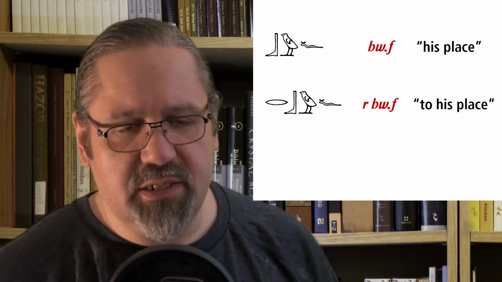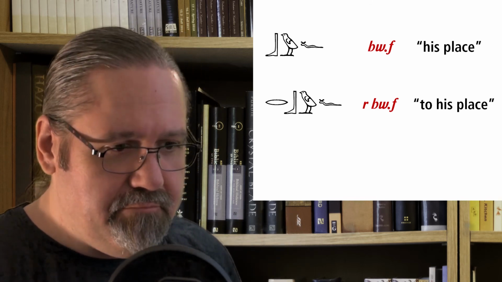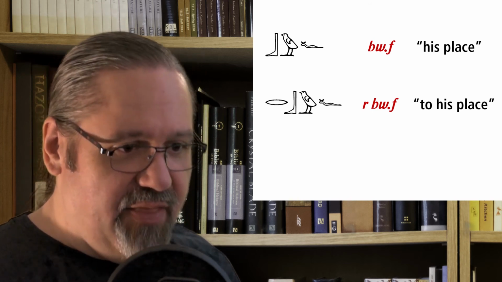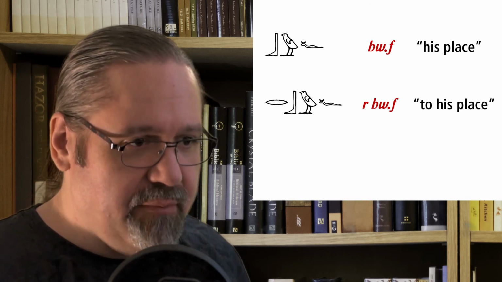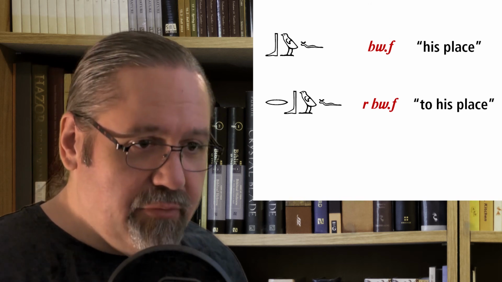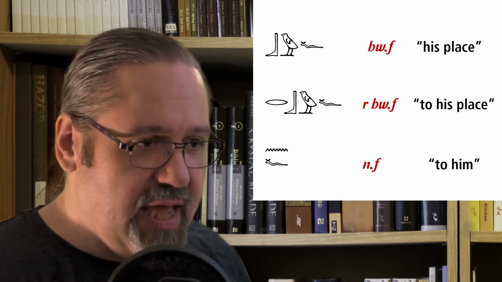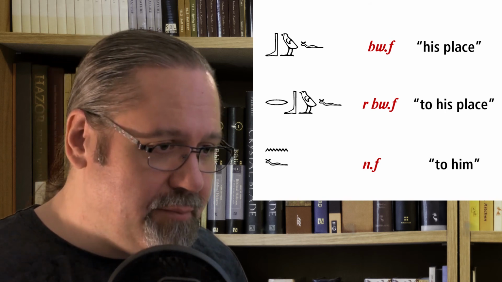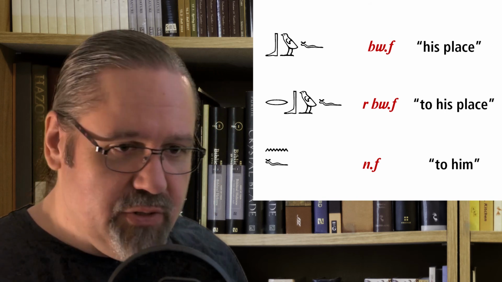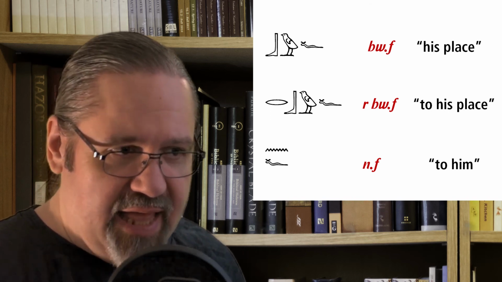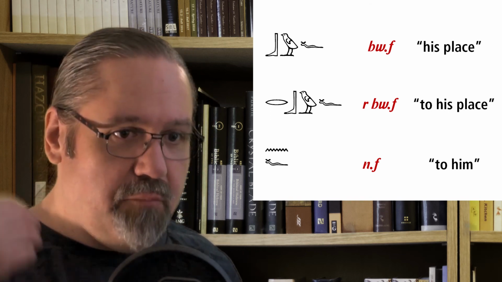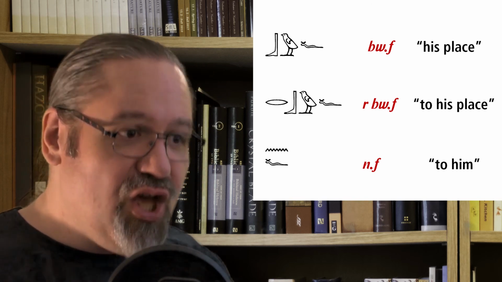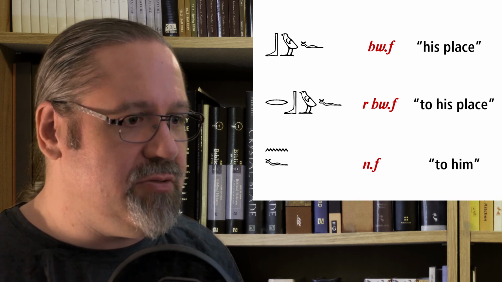But what if I wanted to say to him? Well, we would use the pronoun, the horned viper, the F, him, his, and we would connect that directly to the preposition, N. NF is to him. So we wouldn't say RF, we'd say NF, unless we were actually opposing him. But we want to be nice here. We want to give a gift to him, so we would use NF.